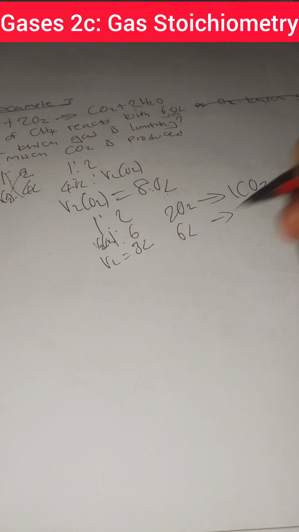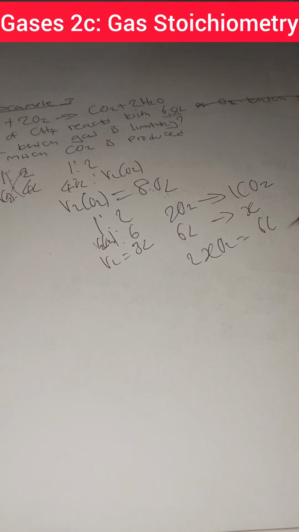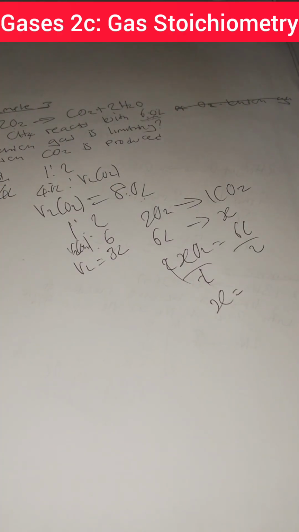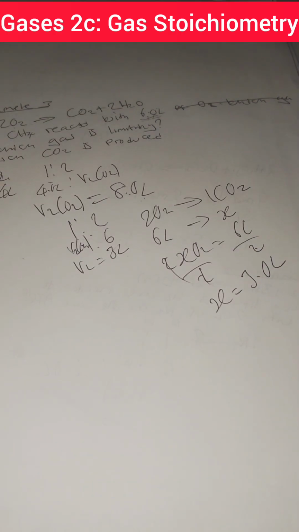So it's 2X for O2 equal to 6 liters, so over 2. So the volume that is going to be produced is 6 over 2. It's going to be 3.0 liters. Therefore, the volume of carbon dioxide that is going to be produced is 3 liters. So that's how we determine the limiting reactant problem.